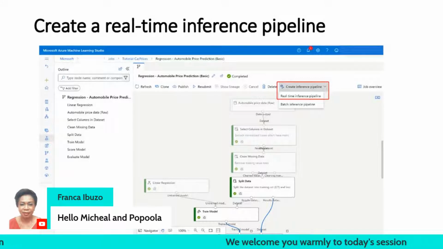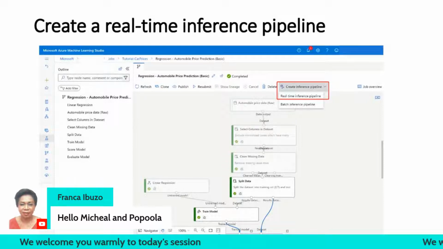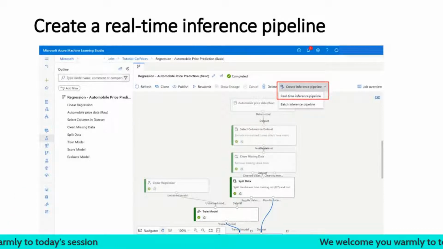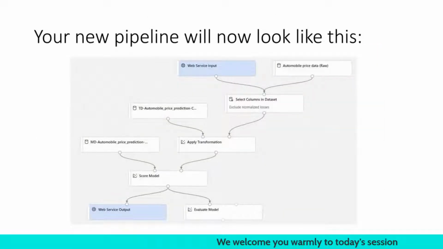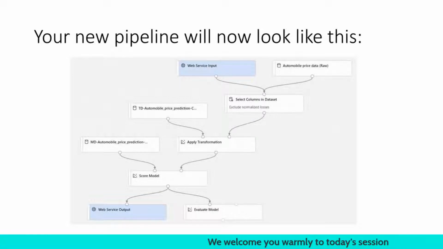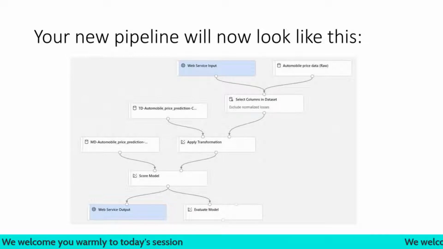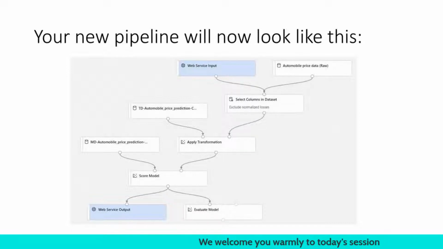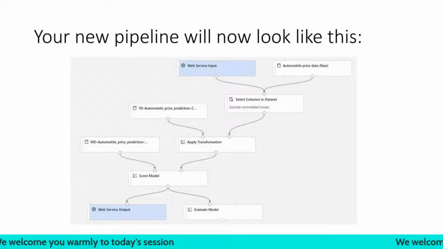To create the real-time inference pipeline, when we get to the designer interface, there is an option at the top that says create inference pipeline. When we select that option, that's its configuration. Then the new pipeline will look like this. Looking at the upper part, you have the web service input, which is the part that allows whoever wants to use our model to input their own fresh or new data. Then towards the end, we have the web service output, which is where they're going to see the output of the model.